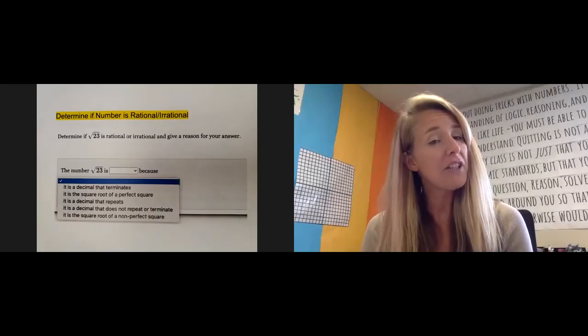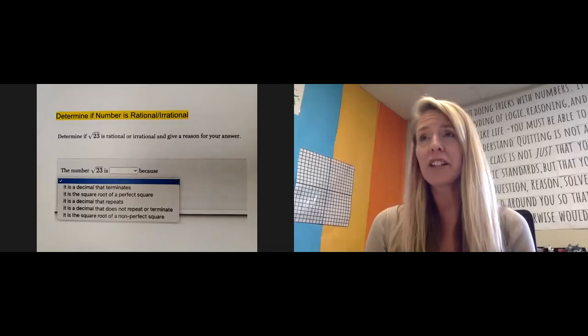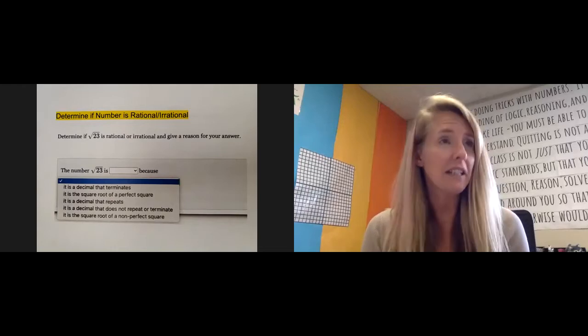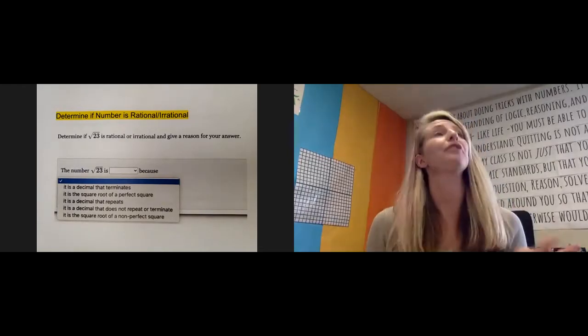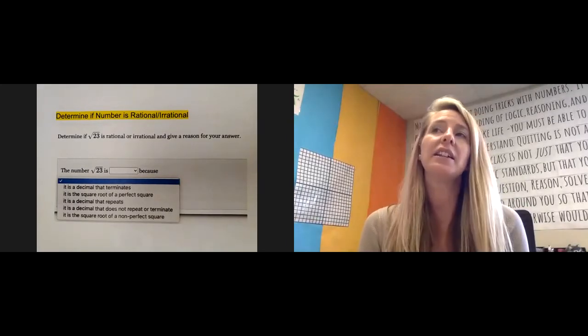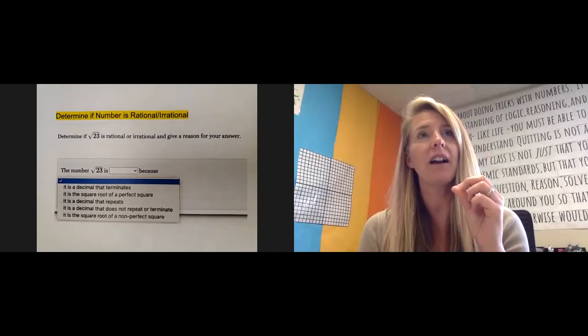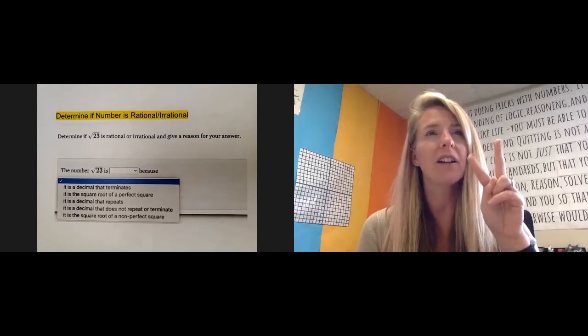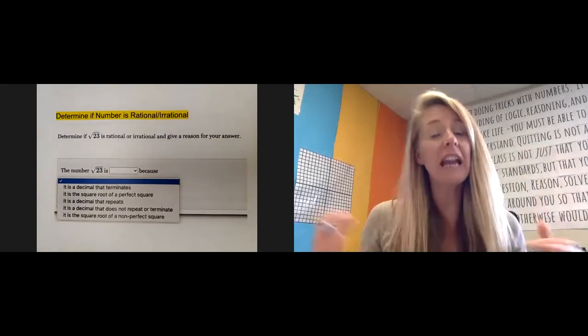Delta Math topic: determine if a number is rational or irrational. Okay, this is actually pretty easy. Basically every number you ever deal with in math class is going to be a rational number, except for those that have two kind of like, not red flags, but two things involved in them. Now, I'm talking 8th grade level math.